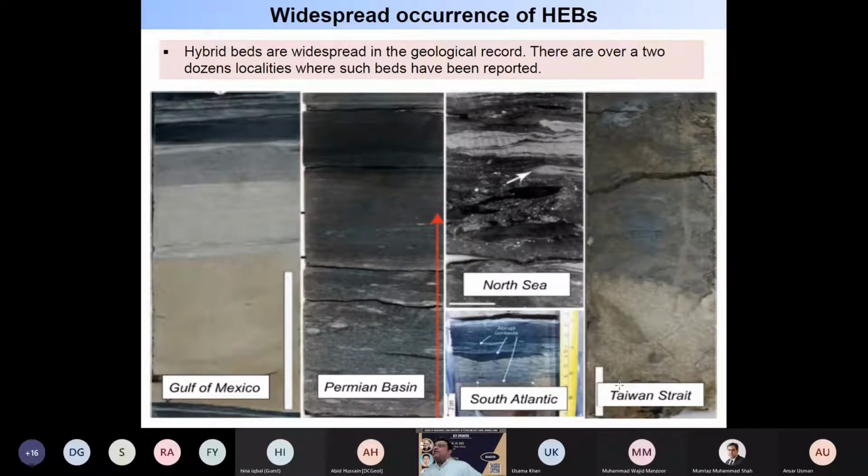Now, how can clay really impact the depositional processes? I will try to show a few flume videos that we simulated back in 2018 at Bangor University with Jakobas and his team, and those flume studies will clearly demonstrate how clay can impact depositional processes.